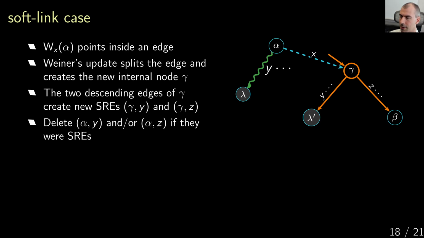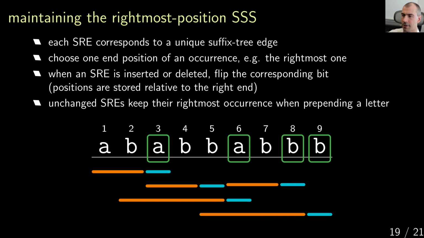So if we have the SREs maintained, basically we have to store somehow the information where the SREs are. And we do that by actually maintaining the rightmost positions of them. And this also constitutes the SSS we want to compute. So basically we use just one ending position of each SRE occurrence. And here we use the rightmost one. And we can just track that by using the suffix tree node, the gamma, because it already stores the leaves, and the leaves have the information of the starting positions of the suffixes.